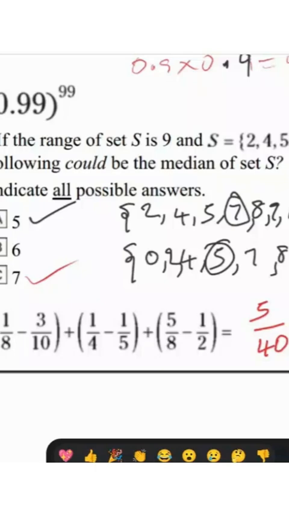12 over 40 is 3 over 10. 4 over 40 is 1 over 4. We do this for all of them. After that, we add the numerators together. Remember that the way we are rewriting it means all the denominators will be the same. So we repeat the denominator, then add the numerators.